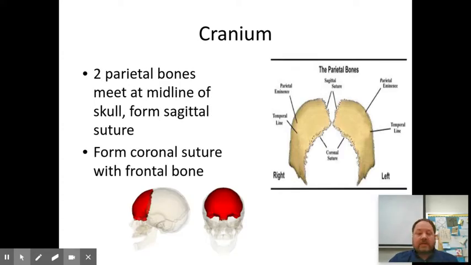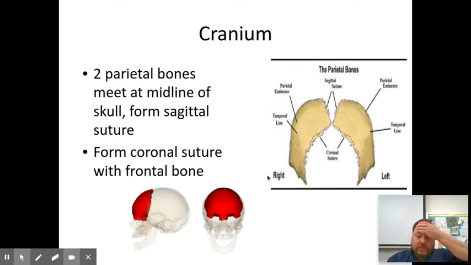Now, looking at our first set of sutures here, we have the connections between the parietal bones. The parietal bones, those are like wings on top of the skull. So this would be looking at these two bones that rest on top of the head. They're connected to one another along the midline at what's called a sagittal suture. We know a sagittal cut splits an organism into right and left. The sagittal suture connects the two parietal bones at the top of the skull.